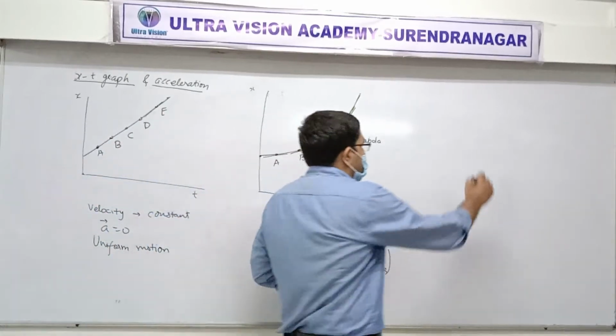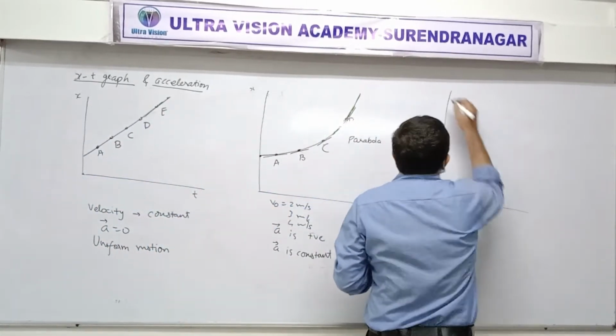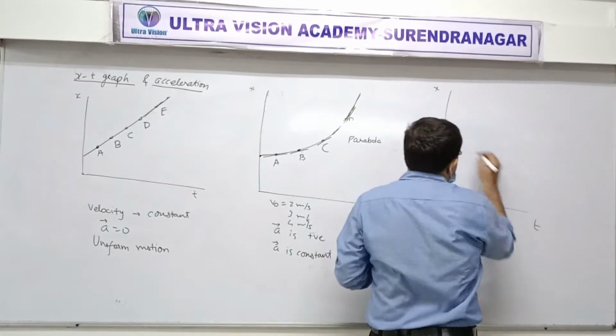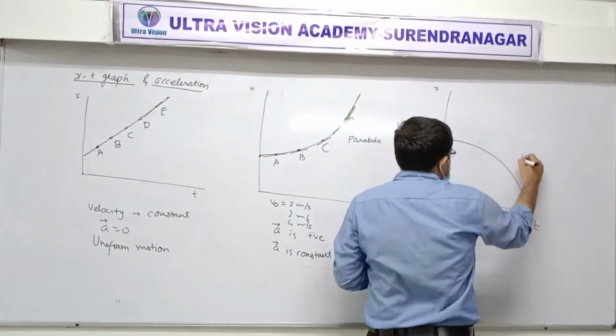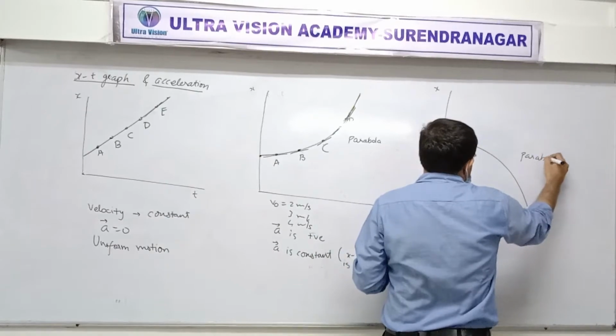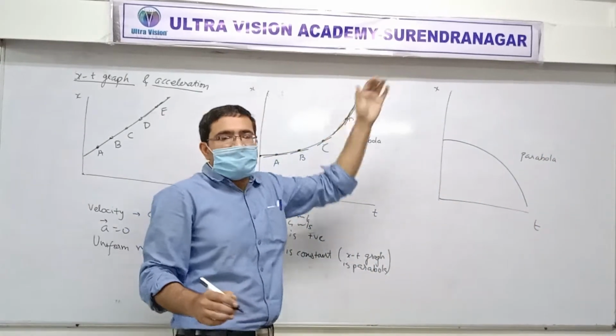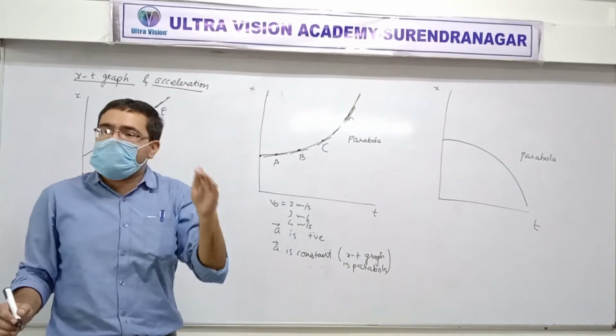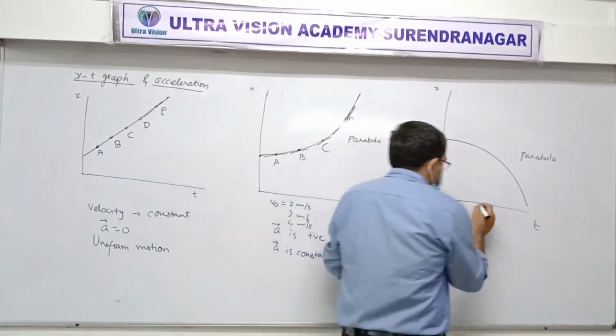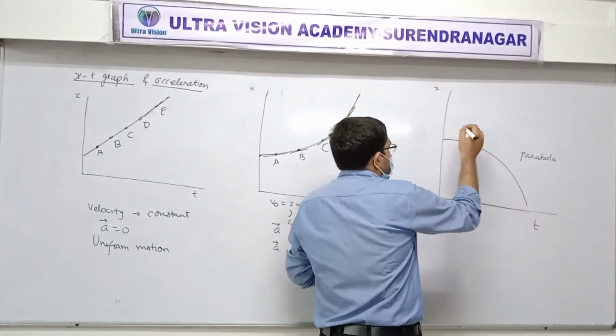Let's draw one case where again it's a parabola, so acceleration is constant but negative. Suppose it's a parabola downwards like this. Did you understand? Instead of a parabola upwards, what if it's a parabola downwards? Let's see what happens to velocity. Have a look.